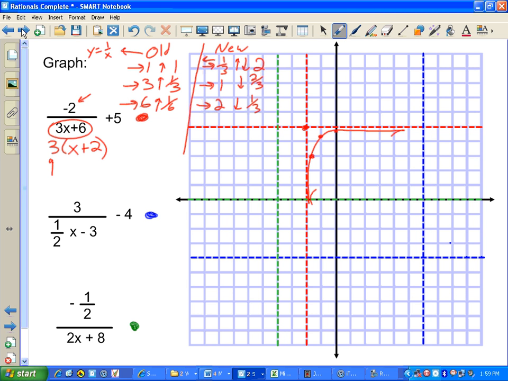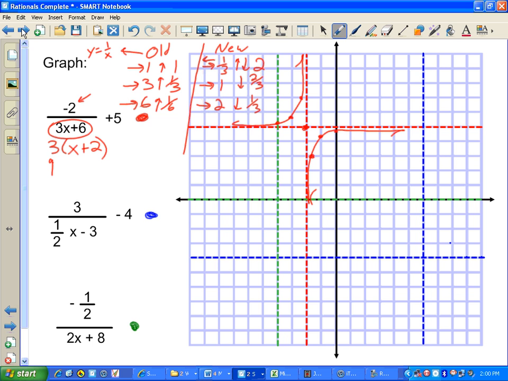So left 1/3, up 2. Left 1, up 2/3. Left 2, up 1/3. And that'll give me the other side of my graph. So at this point, if you want to pause and try these last two, and then hit play and watch me do it, I'll go through the same steps.